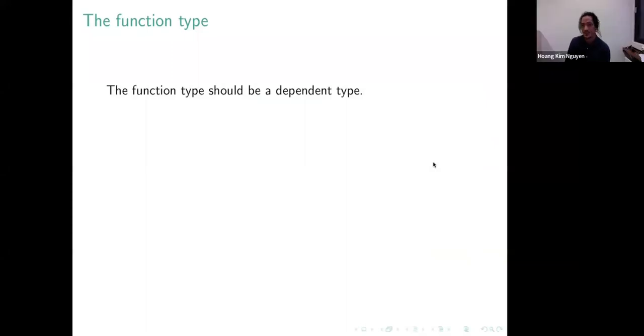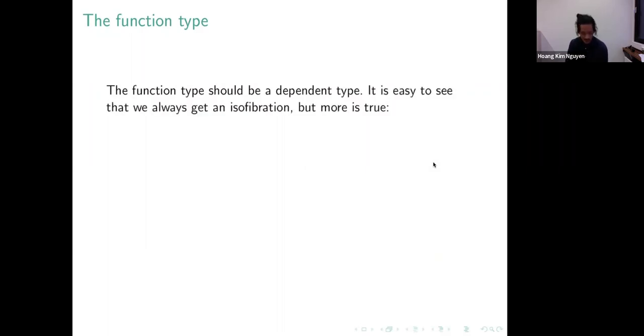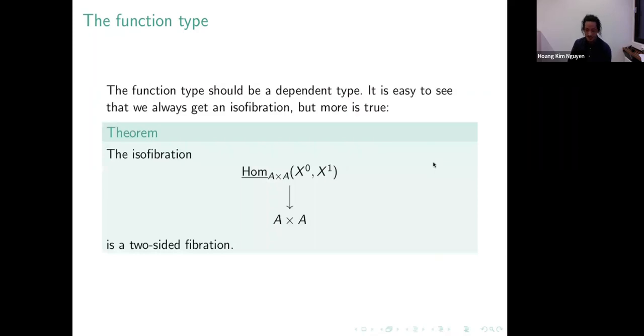So this function type should again be a dependent type in some sense, and that's really what we get. It will always be an isofibration, but we really want type dependency not only along isomorphisms, but in this two-variable sense. And this is actually true. The fibration that we get is always a two-sided fibration. So in particular, the universal morphism classifier is a two-sided fibration.